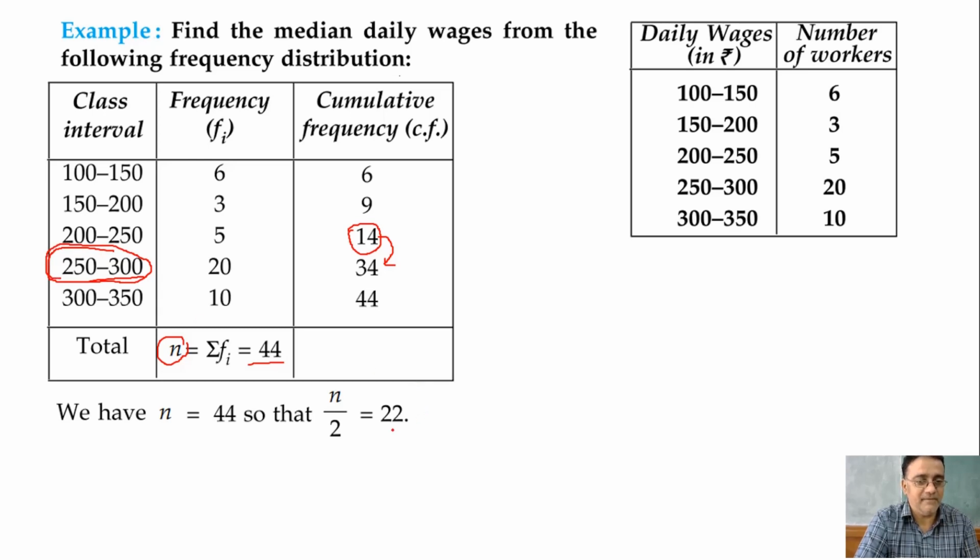I repeat once again, n/2 जो भी आ रहा है उससे छोटा वाला, उससे nearest छोटा जो है that is 14. So 14 के बाद वाला क्लास जो होगा वो मीडियन क्लास होगा. ऐसा भी हो सकता है कि जो n/2 वैल्यू है वो CF में रहे, so that class you have to take as the median class. उसके बाद वाला भी क्लास लोगे तो भी same answer आएगा anyhow, but whether you understood how 250 to 300 is the median class.